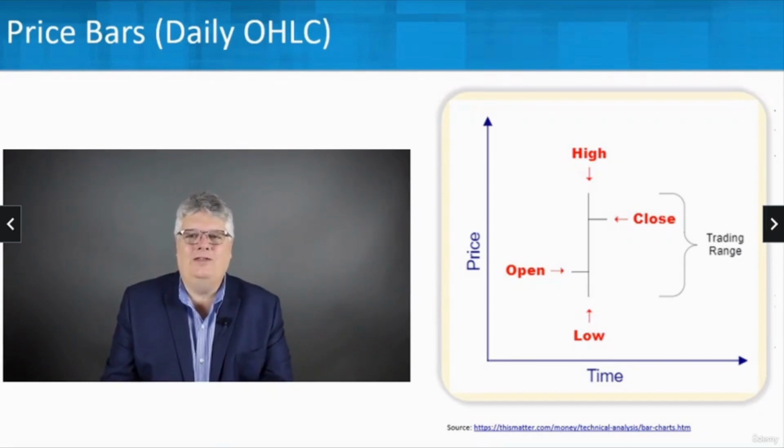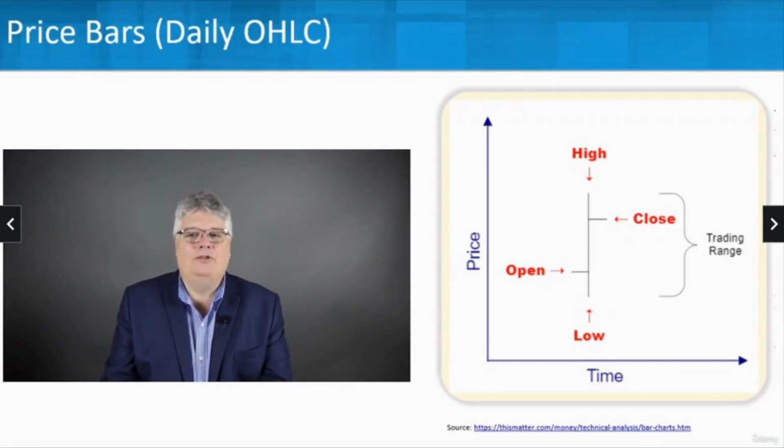Basically, if we were looking at this particular price bar, or any price bar, you can see that it has a high and a low. That's its trading range. So let's say this was a daily price bar, a daily open, high, low, close. For the day, we can see that the prices fluctuate between a low and a high.